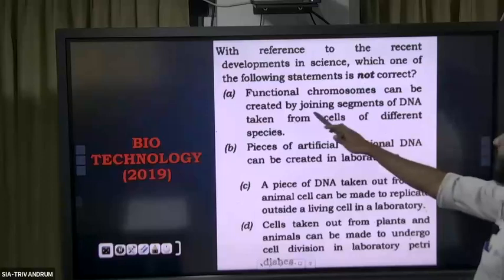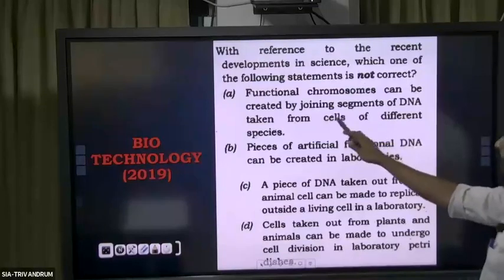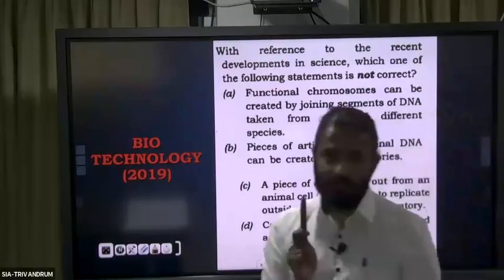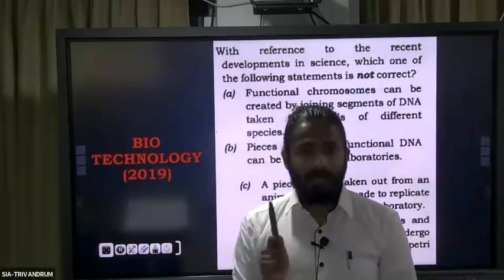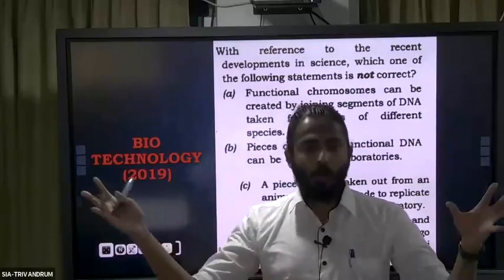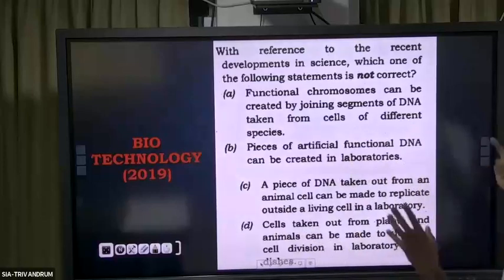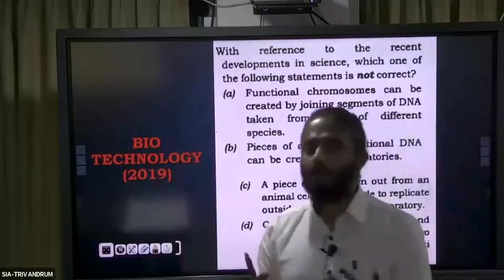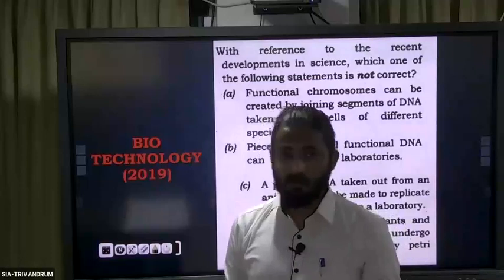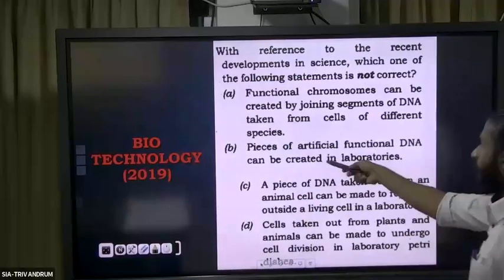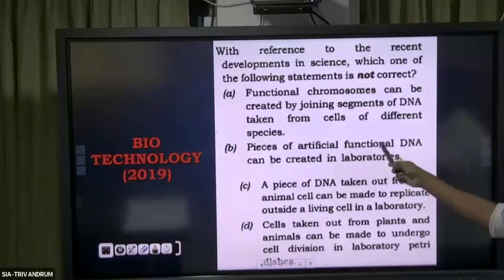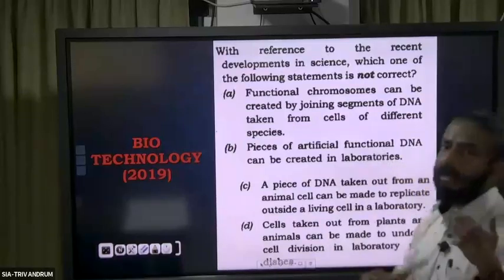Functional chromosomes can be created by joining segments of DNA taken from different species. Technically, theoretically, imagine that you are taking the DNA of two different species and creating a chromosome. Is it possible? Have you ever heard of such a thing? First statement. Second, pieces of artificial functional DNA can be created in laboratories.